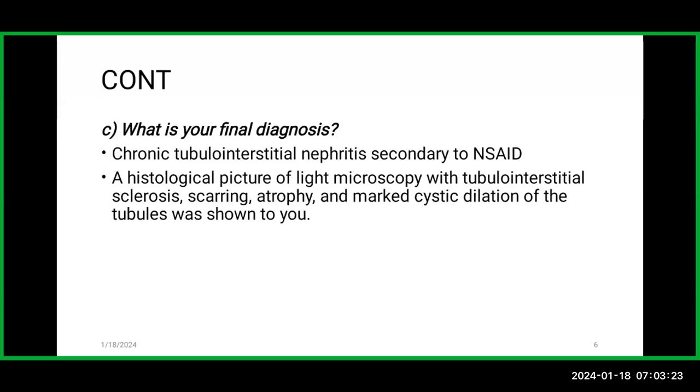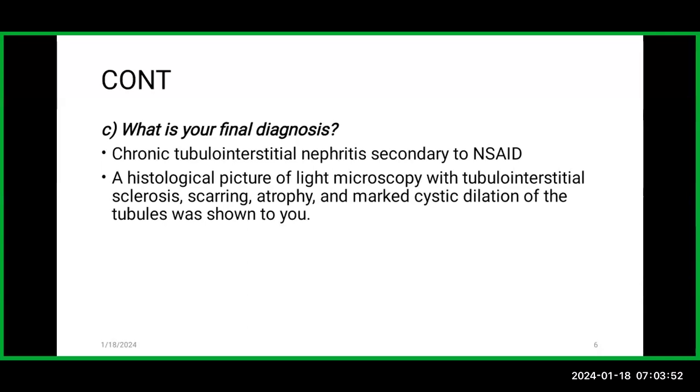This is a result of a histologic picture of a light microscopy with tubular interstitial sclerosis, scarring, atrophy, and marked cystic dilation of the tubules, which was shown in the question. So in an acute condition, patient will have infiltration by mononuclear cells. But as we can see, because of the presence of scarring, I thought it's likely to be a chronic tubular interstitial nephritis. And looking at the duration of NSAID use, it is up to like 4 months.